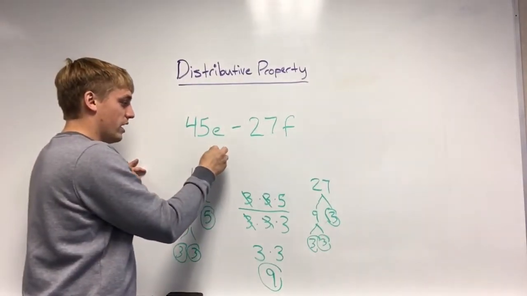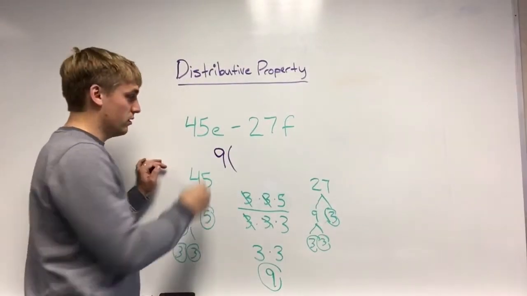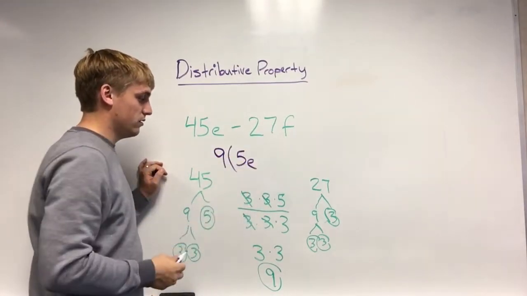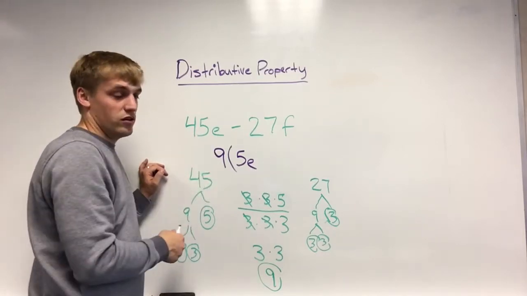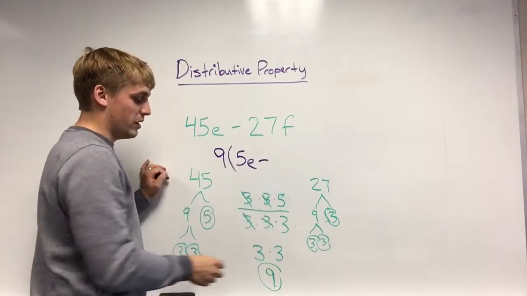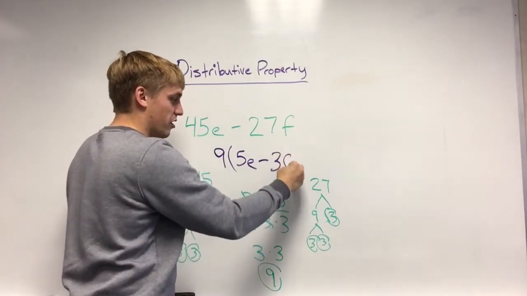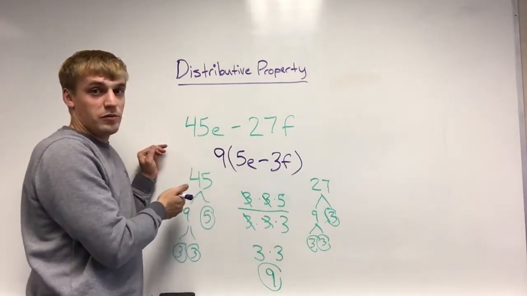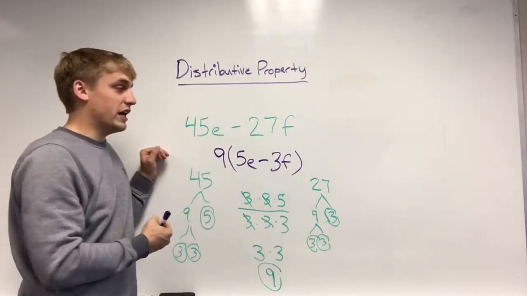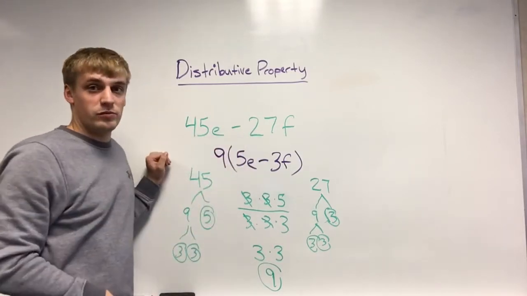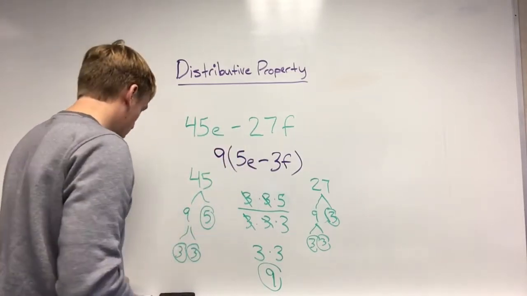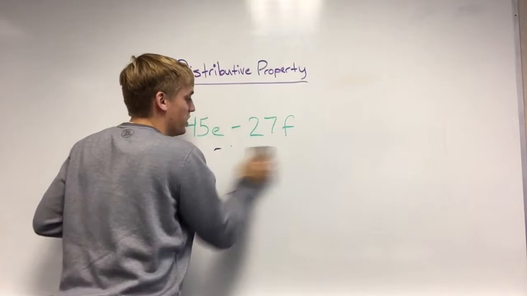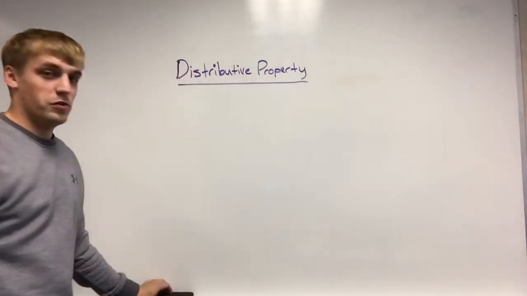So we're going to write 9, parentheses. 45 divided by 9 is 5, e, because we take the e along, minus 27 divided by 9 is 3, and we bring the variable with, 3f. So this is using distributive property in reverse order by factoring out the greatest common factor between the two numbers. Okay? Let's try one last one, and this will be an example that shows you how we use distributive property when we combine like terms.